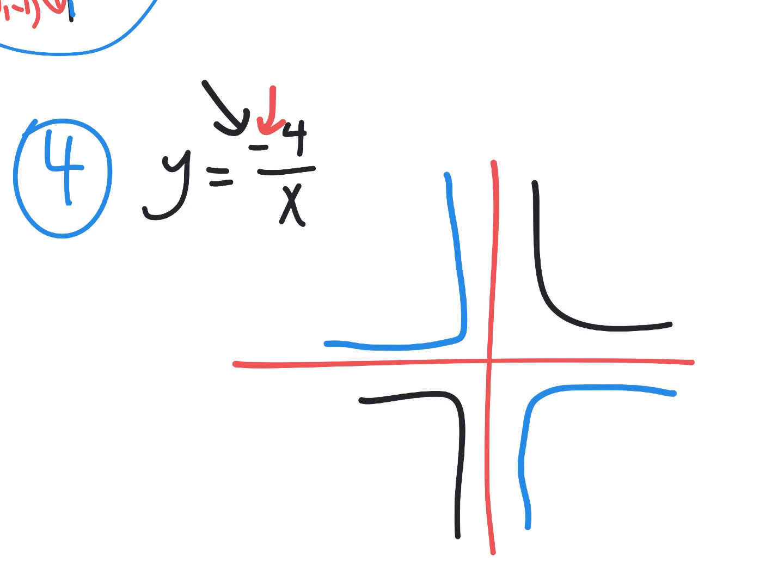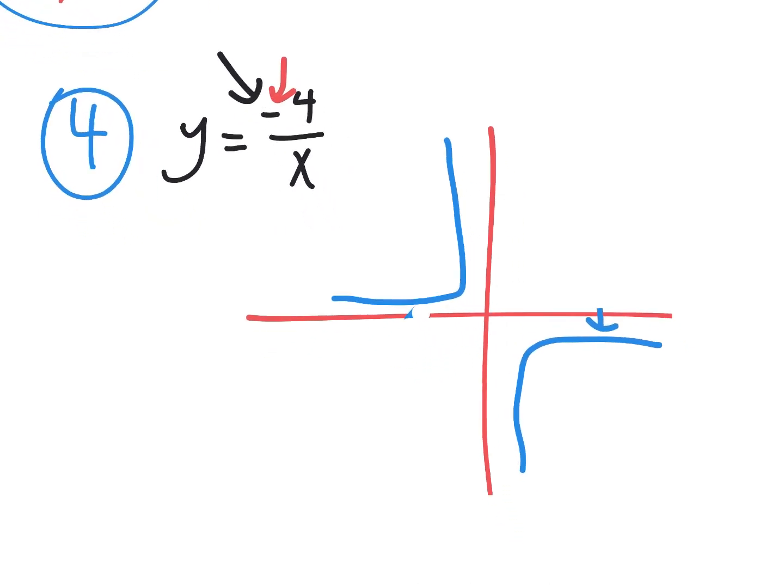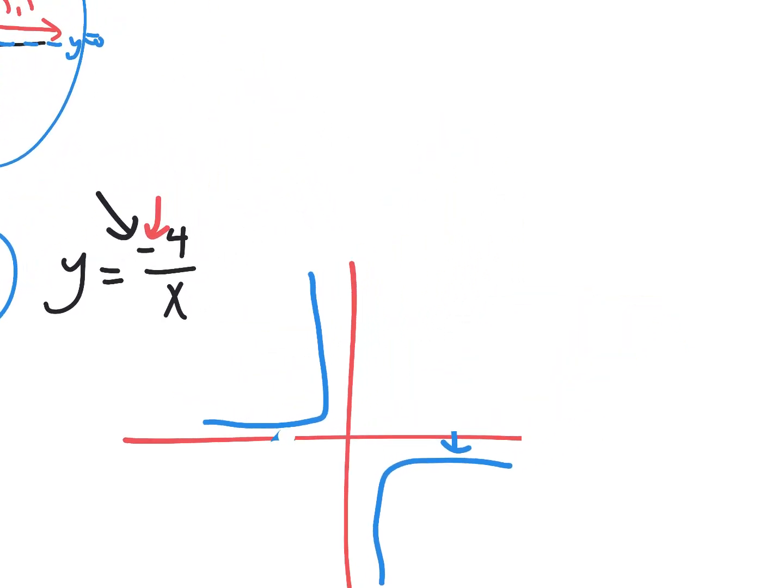Negative on the outside is a vertical on the outside, so it's a vertical flip. So this black thing became this blue one, and this black one here became this blue one there. So now these are gone. And when there's a negative in front, it looks like that. It's flipped. And then if I had to get exact points, definitely use the XY chart.